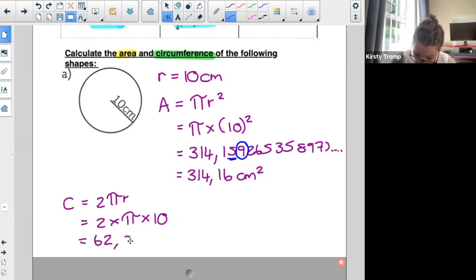I got 20 pi, which is 62,83 centimeters. Good. 62,83 centimeters. Well done. Thanks, Omar. And just a reminder, because when you had, okay, almost got it.